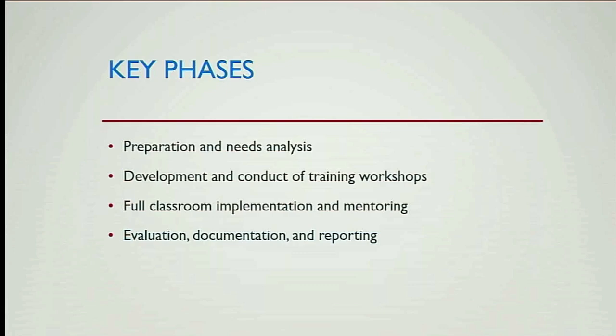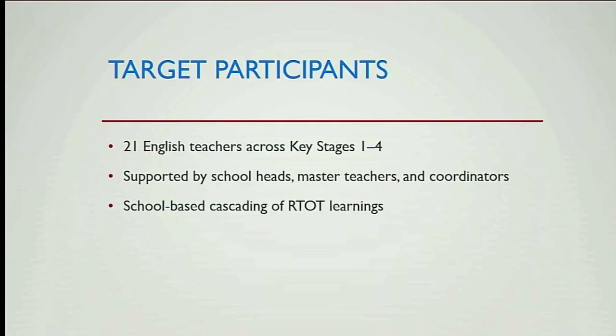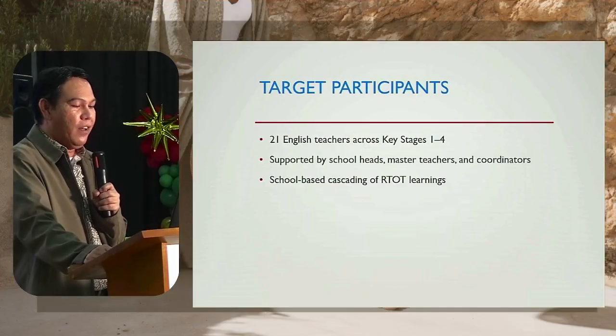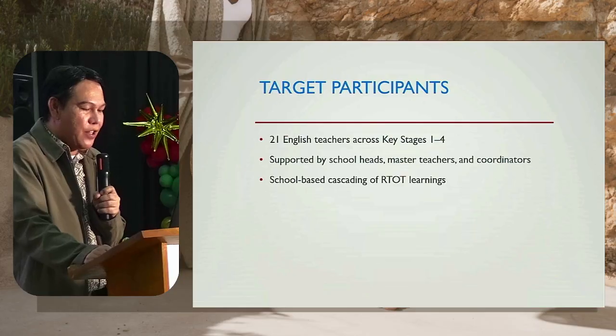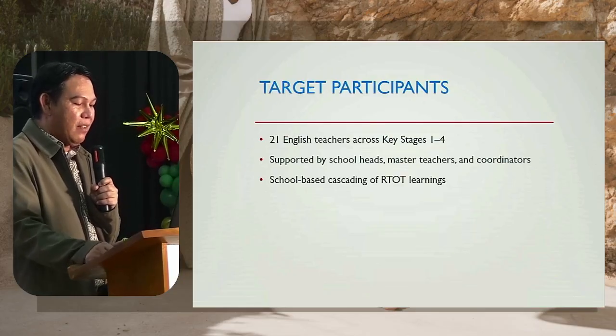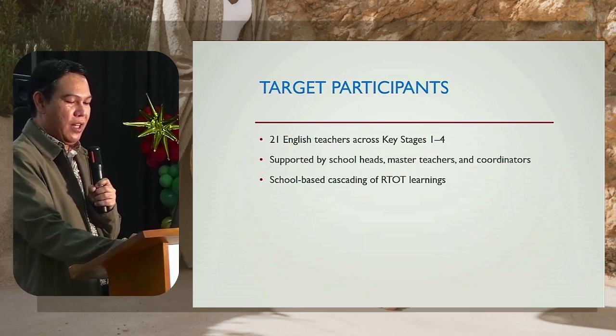And then the implementation plan. What are the key phases? Preparation and needs analysis, development and conduct of training workshops, full classroom implementation and mentoring, evaluation, documentation, and reporting. Who are the target participants? We have 21 English teachers across key stages 1 to 4, supported by school heads, master teachers, and coordinators, and the school-based cascading of learnings.